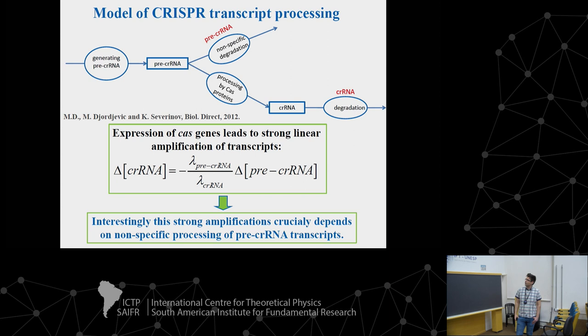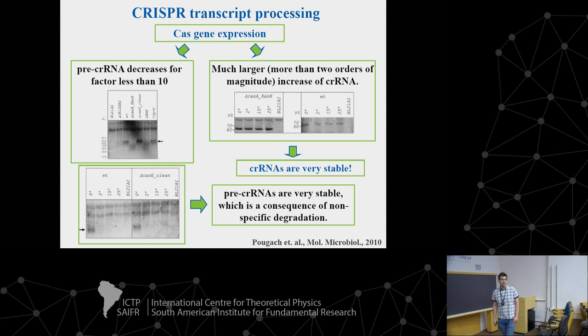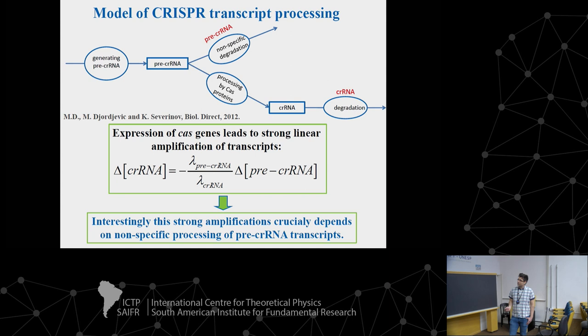So here you see that your system corresponds to strong linear amplification of transcripts. Why is it linear? Because there's a linear relationship between the decrease of pre-crRNA and the increase of crRNA. But this prefactor gets very important, because this rate is very large and this rate is small, so the prefactor is large. Then if you have a small decrease of your pre-crRNA, you will get a very large increase of your crRNA. This simple relationship exactly explains what is observed in the experiment: a small decrease in the substrate, and by this you get a very large increase of the product. What is even more interesting is that this strong amplification crucially depends on fast non-specific degradation. So it's something non-specific being done in the system which actually allows for this effect.